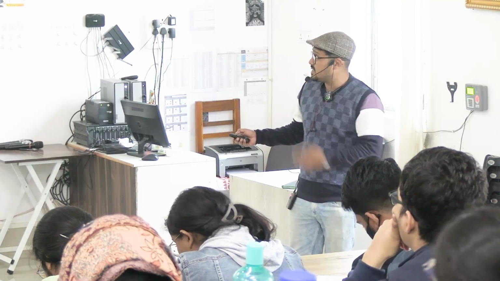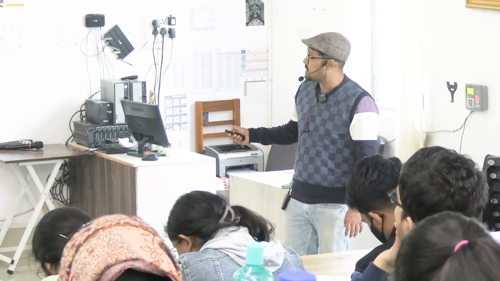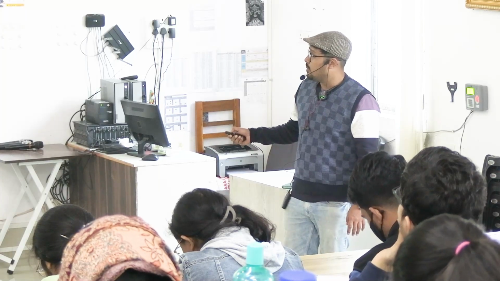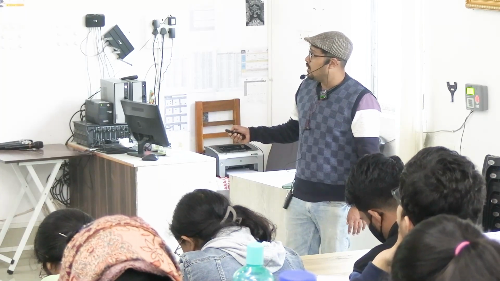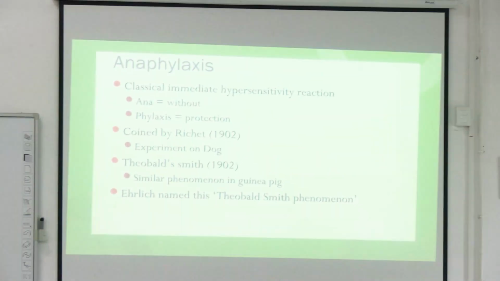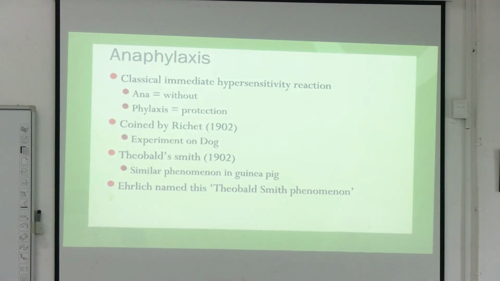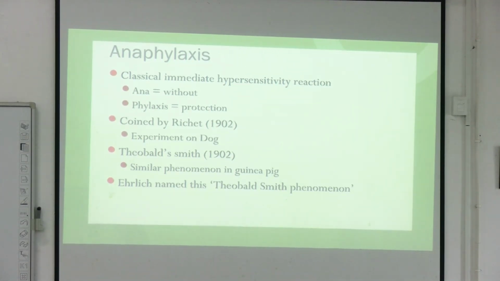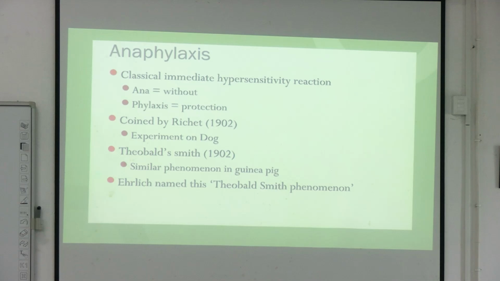These were type 1 hypersensitivity. And anaphylaxis is the classical immediate hypersensitivity reaction. Ana means without, phylaxis means protection. The historical form was termed by Richet, experiment on dog, also called Theobald-Smith phenomenon. So these are historical entities, not required for your exam. But anaphylaxis is the extreme form of type 1 hypersensitivity, and atopy is the milder form of type 1 hypersensitivity.